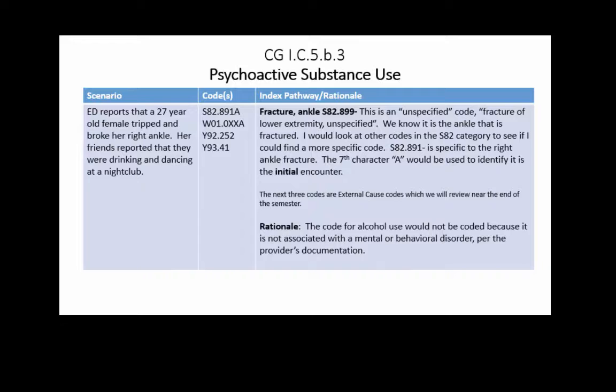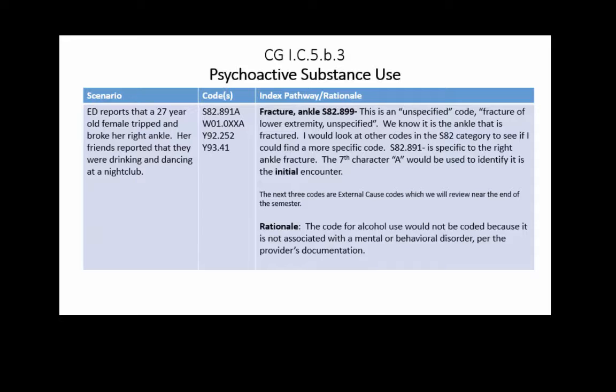What I do want to use this case for is to show you a situation or an example when the index puts us in the neighborhood but not in the right house. In other words, it gets us to the right place in the tabular but not the exact code. When you look up fracture, ankle in the index, it takes you to S82.89, S82.899-. That last digit 9 is an unspecified code. Fracture of lower extremity, unspecified. The information given to us in this scenario is not unspecified. It tells us it's the ankle that's fractured.